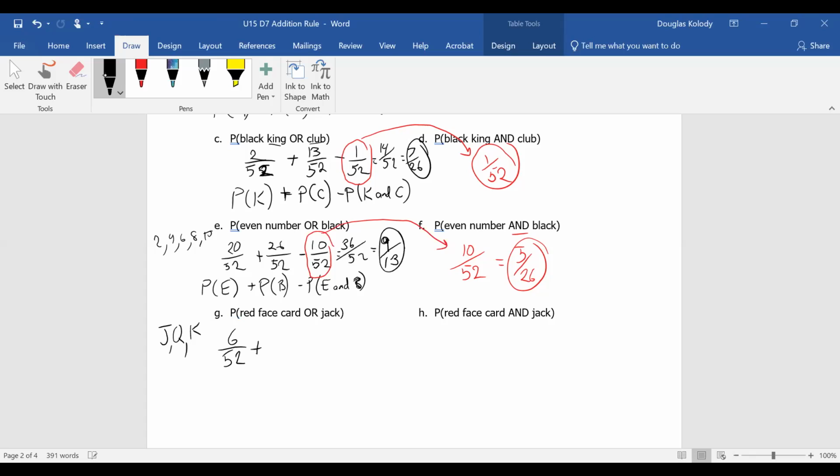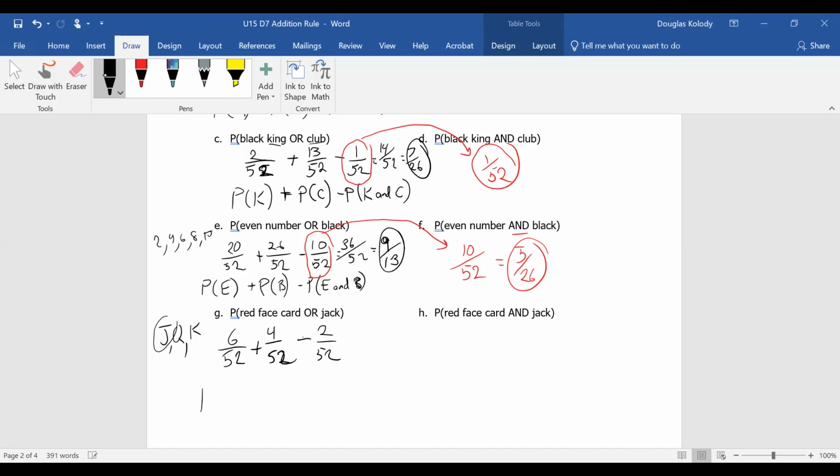Or means plus. How many jacks are in a deck of cards? Well, there's 4 jacks. They're right there. So plus 4 out of 52. Can a card be both a jack and a red face card? Yes, it can. How many of these red face cards are jacks? Two of them, right? The jack of hearts and the jack of diamonds. So two of these red face cards are also jacks. So minus 2 out of 52.